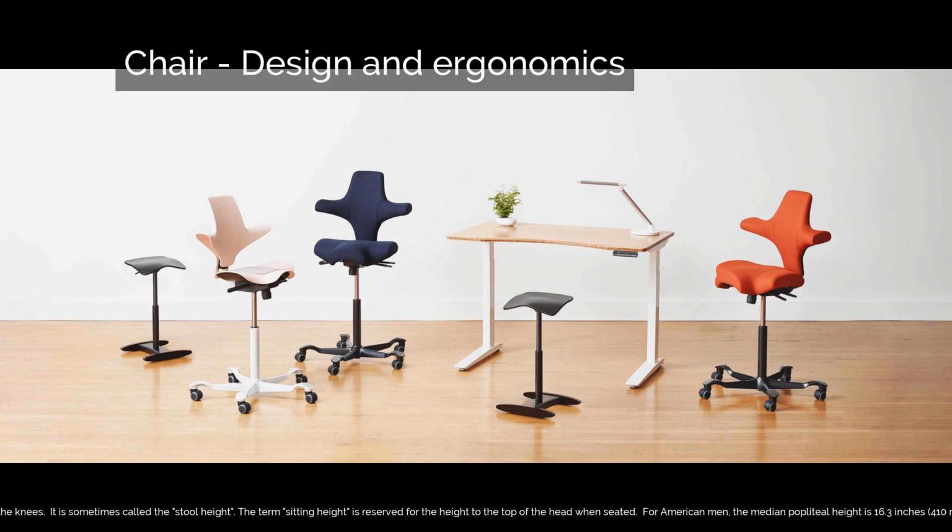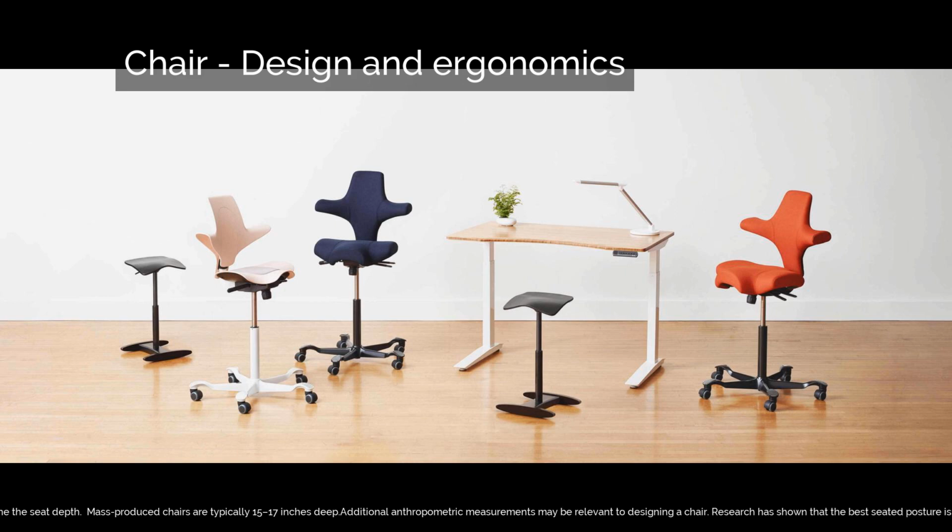For American men, the median popliteal height is 16.3 inches, 410 millimeters, and for American women it is 15.0 inches, 380 millimeters. The popliteal height, after adjusting for heels, clothing and other issues, is used to determine the height of the chair seat. Mass-produced chairs are typically 17 inches, 430 millimeters, high. For someone seated, the buttock popliteal length is the horizontal distance from the backmost part of the buttocks to the back of the lower leg. This anthropometric measurement is used to determine the seat depth. Mass-produced chairs are typically 15 to 17 inches deep.